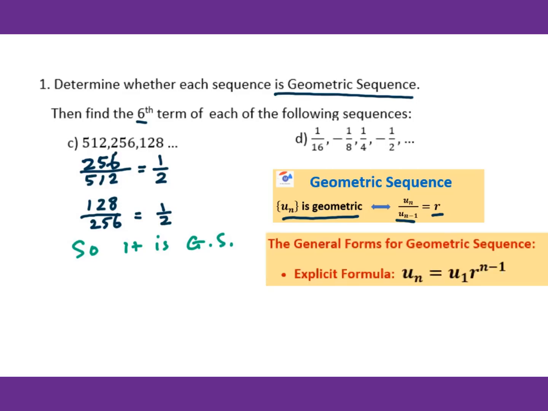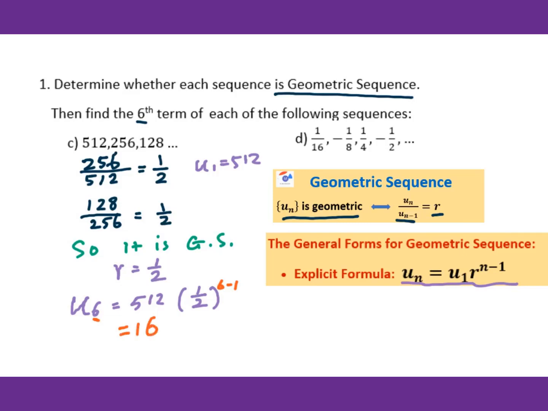For geometric sequence, we know r equals 1 half. Then this is the formula. We need U sub 6 equals U sub 1, that's 512. So 512 times 1 half, n equals 6, so 6 minus 1. You will get 16. That is U sub 6.